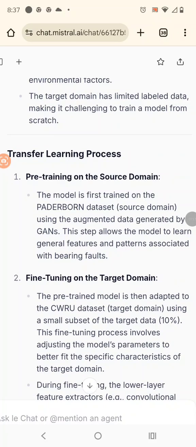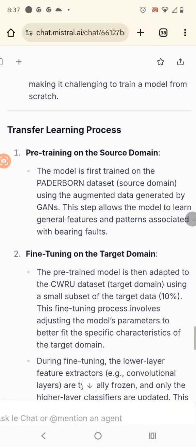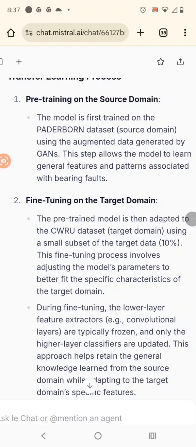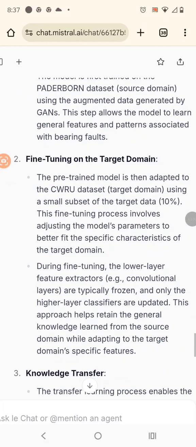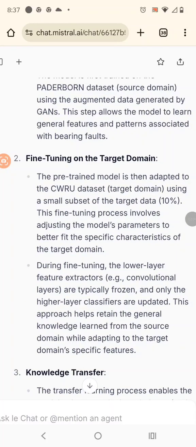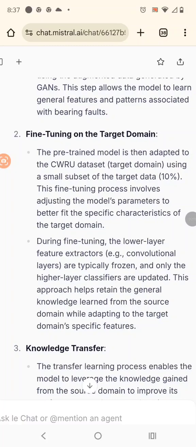So pre-training on the source domain, the model is first trained on the dataset using the augmented data generated by GANs. This step allows the model to learn general features and patterns associated with bearing faults. Then fine-tuning on the target domain using a small subset of the target data. This fine-tuning process involves adjusting the model's parameters to better fit the specific characteristics of the target domain.